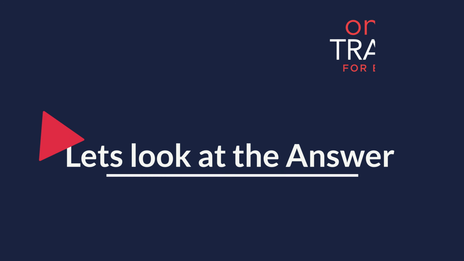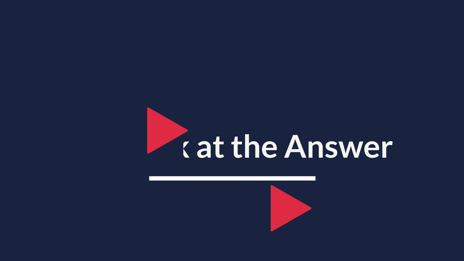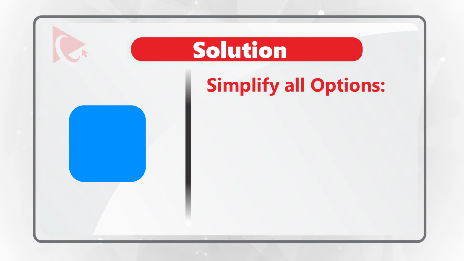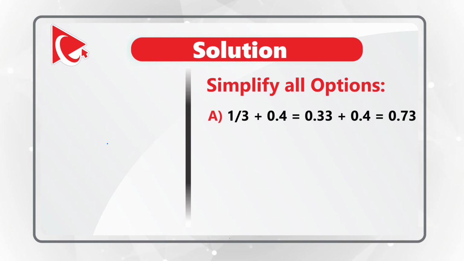The tricky part here is that the question is designed to make you do mental math. To get to the final answer, you need to simplify all the options. For example, option A, 1/3 plus 0.4 equals 0.33 plus 0.4, which is 0.73.